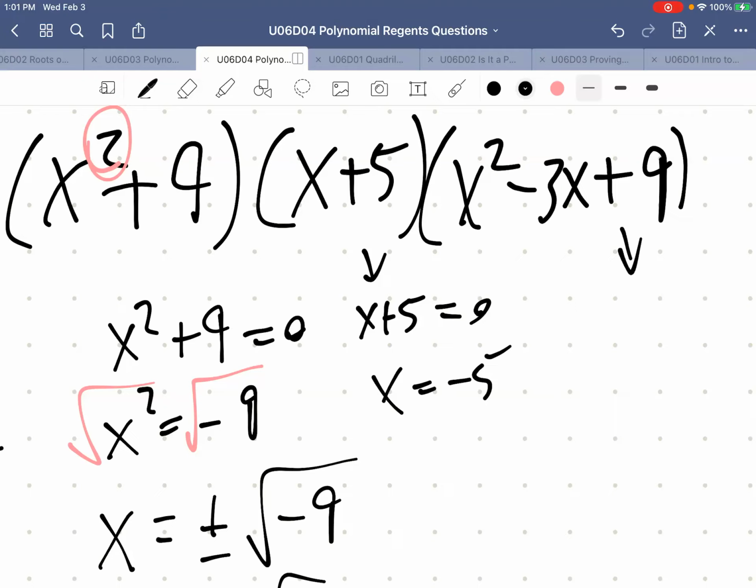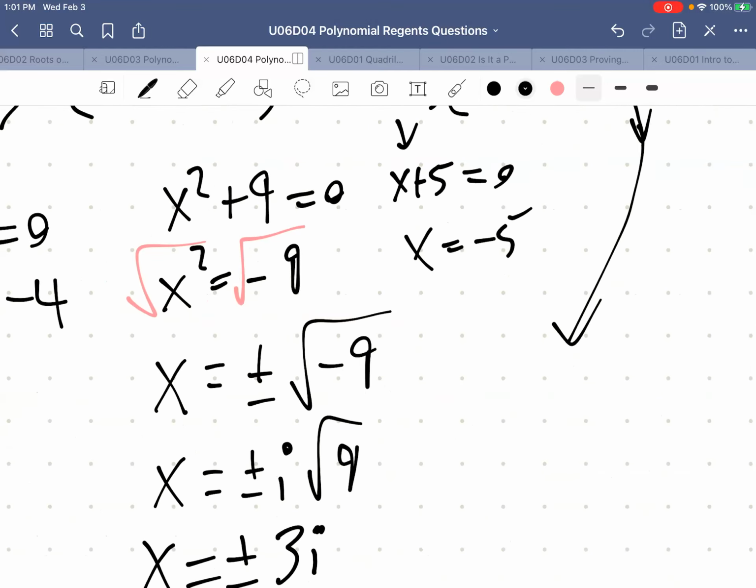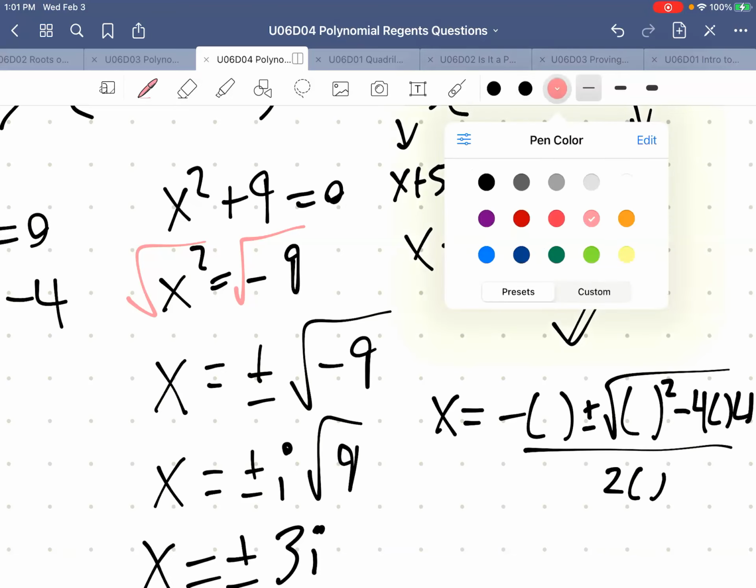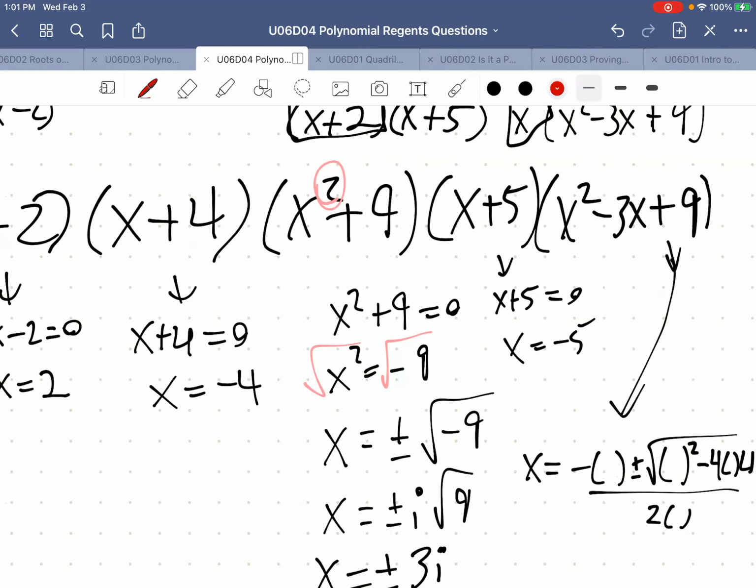And we'll have to solve the last one using the quadratic formula. So I'll write it down here. We have x is equal to negative b plus or minus the square root of b squared minus 4ac, all over 2 times a. Just verify what the values are for those. A is 1, so there should be a 1. B is a negative 3. And C is a 9.